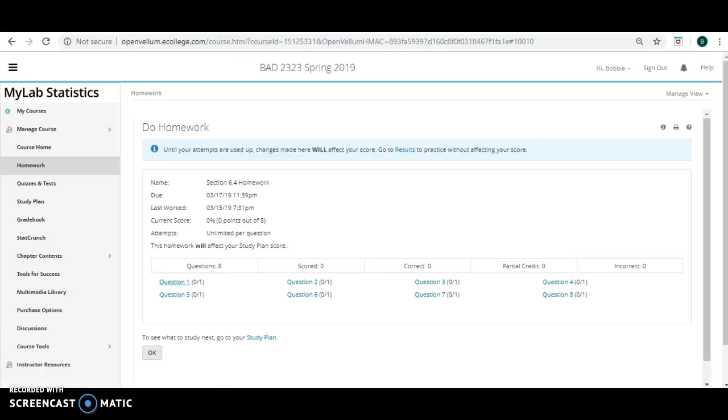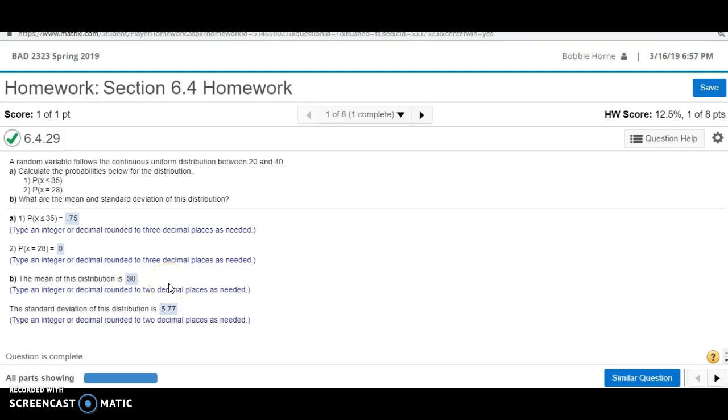Okay, we're going to look at a homework problem, question 1 on 6.4. I'm going to show you how to do probability when you have a continuous uniform distribution between 20 and 40, and then how to find the probability that x is less than or equal to 35.